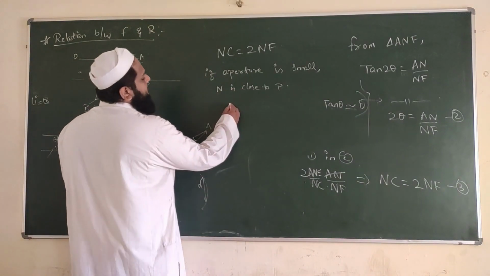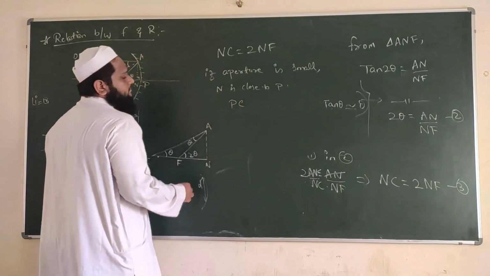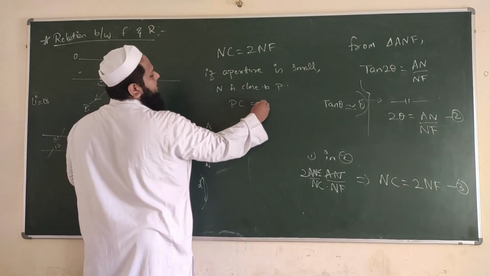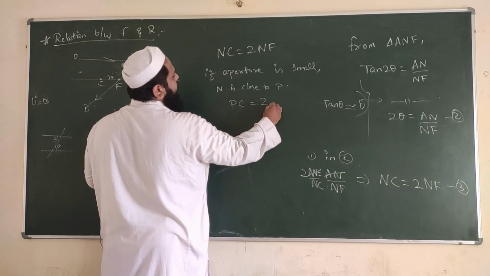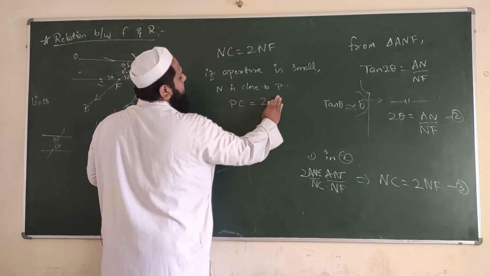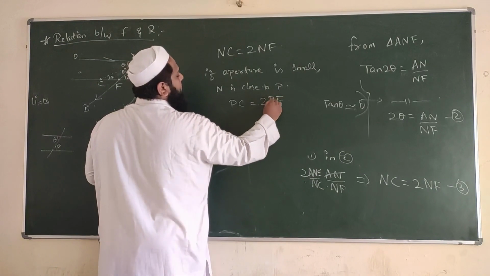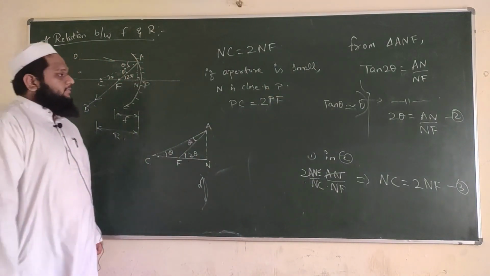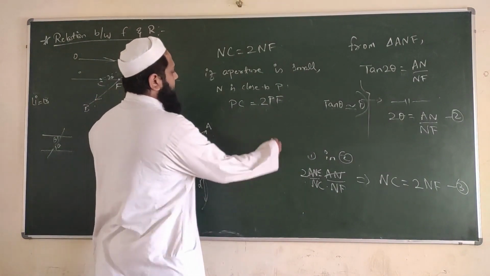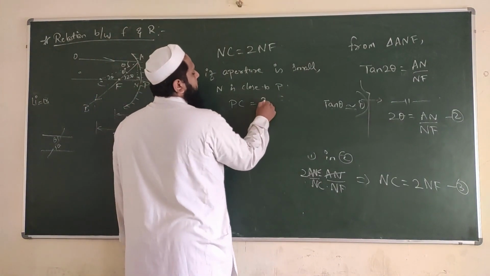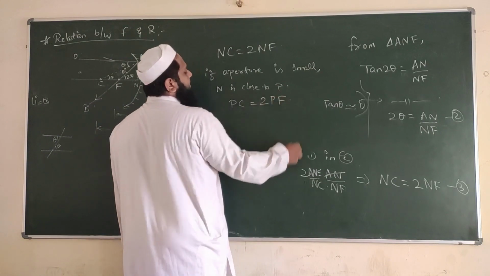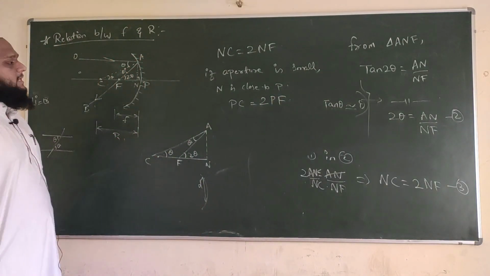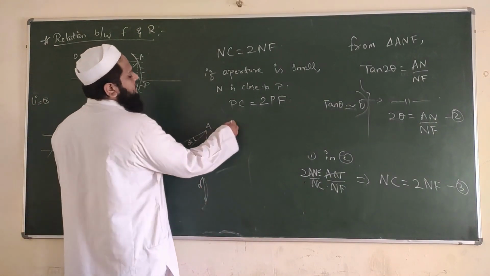So NC can now be written as PC. N is now written as P. NC becomes PC. 2 times NF becomes 2 times PF. PC is equal to 2 times PF. Is this visible? PC is equal to 2 times PF. Done. Now comes your most important part, which you learned a while ago, that is sign convention.